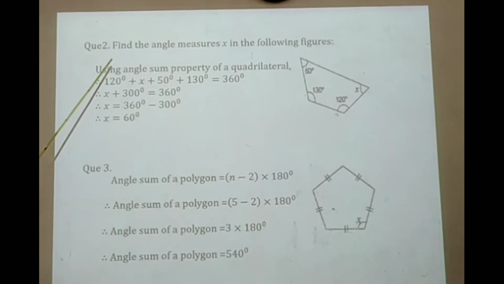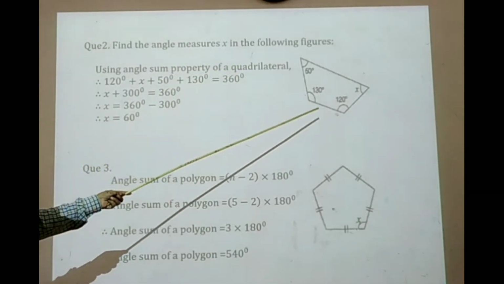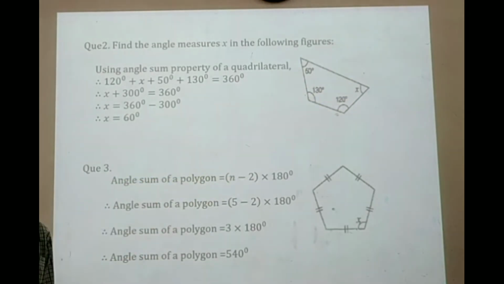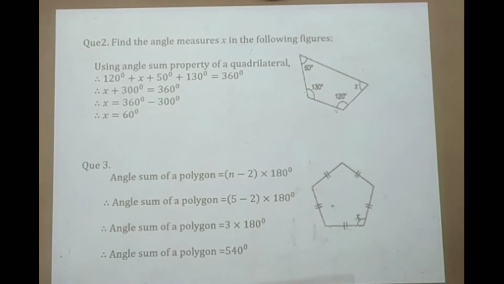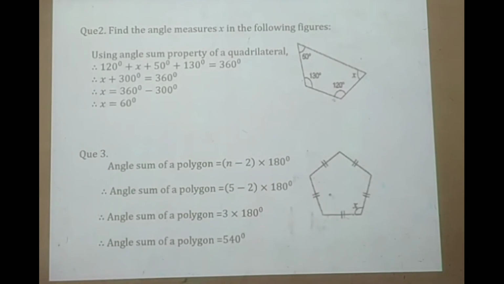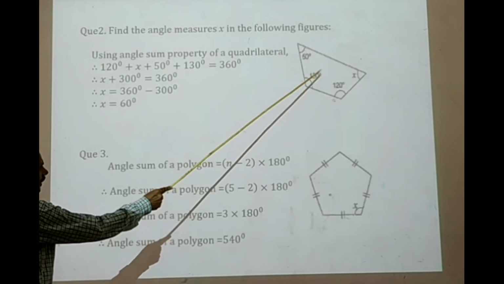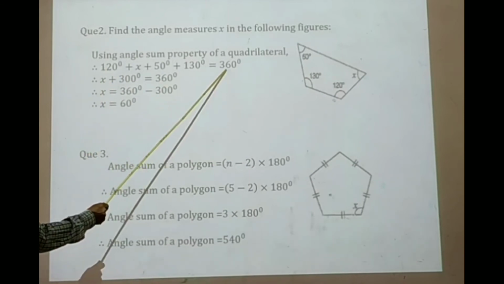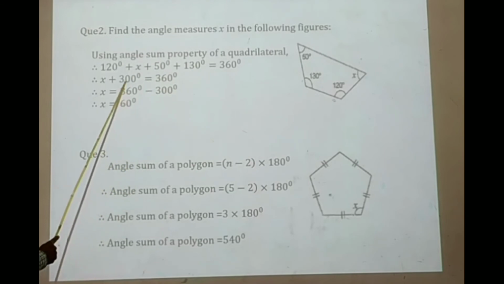See example number 2. Find the measure x in the following figure. Here a quadrilateral is given, the measurements are also given, and you have to find the value of x. Of course, x means angle x. 3 angles are given, the fourth one you have to find, because a quadrilateral has 4 angles. So we know that the sum of the angles of a quadrilateral is 360 degrees. Then take 50 plus 130 plus 120 plus x is equal to 360 degrees.